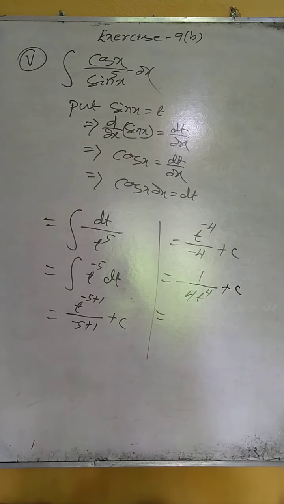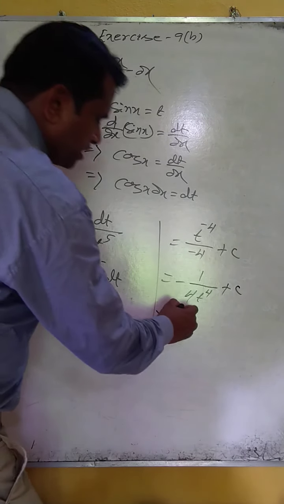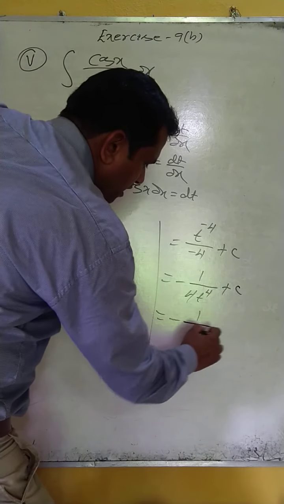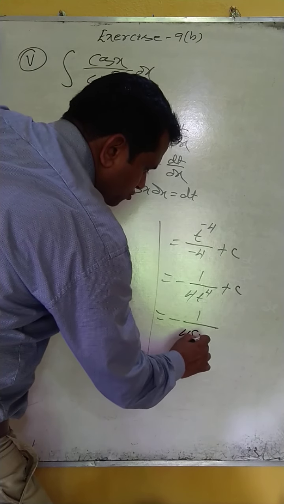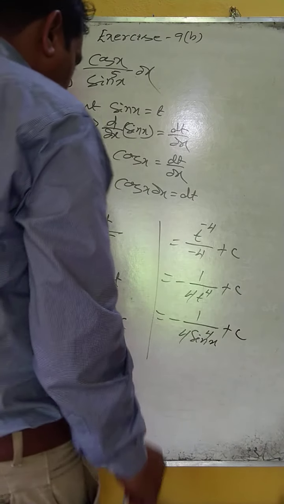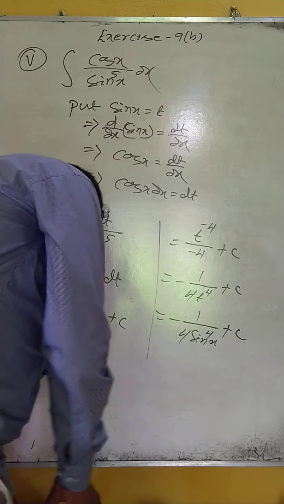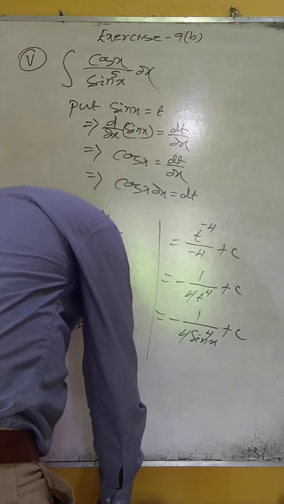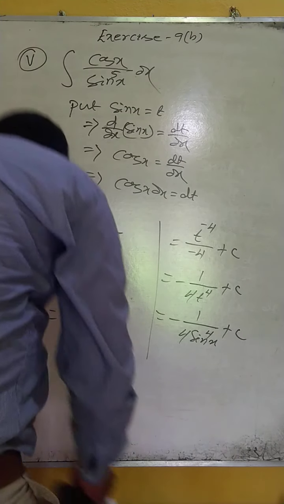In place of t, we put sin x. So minus 1 by 4 sin to the power 4 x plus c.